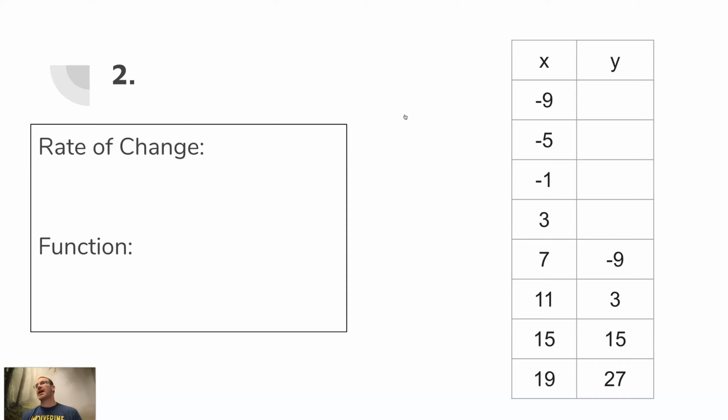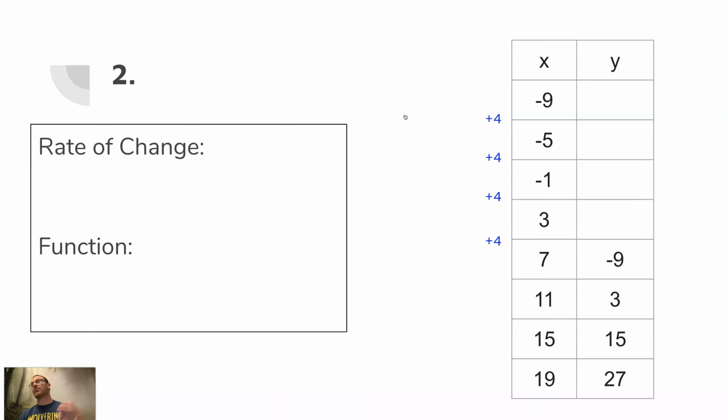What I like to do is go down the left side of my table and find all my changes in x to see if they're all going to be the same. So if we look at this first one here, we go up by 4. When I go from -5 to -1, I go up by 4. When I go from -1 to 3, I go up by 4. When I go from 3 to 7, up by 4.